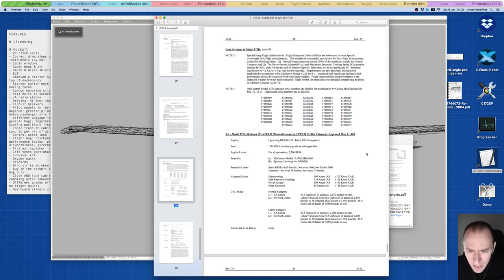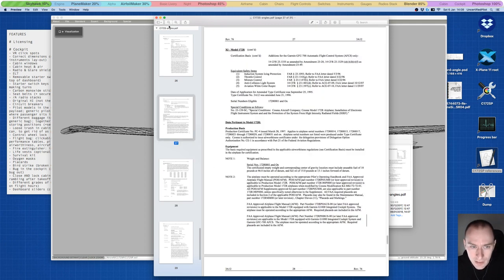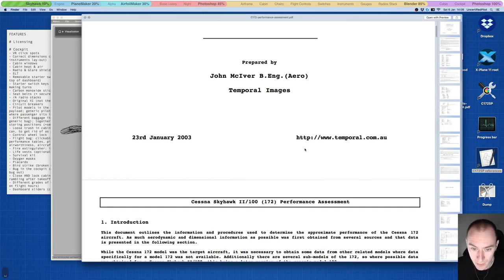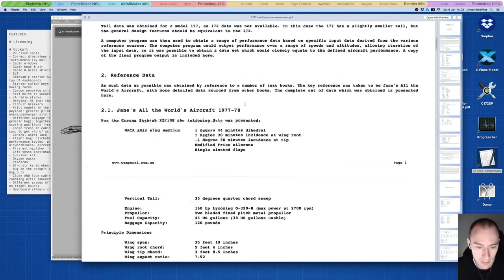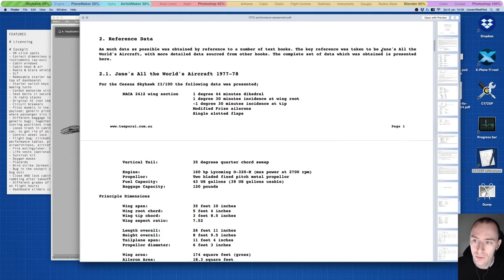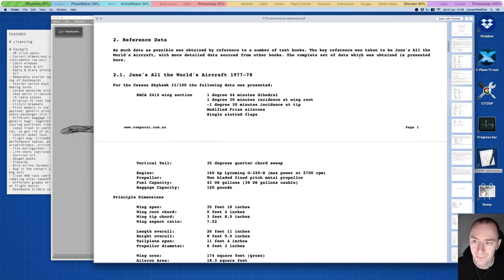I don't think that this is actually the manual that I was looking at. It was some other thing. Performance assessment. I think it's this one. By John McIver. Yeah, this is it. The NACA 2412 wing section. This is for the 172, and again, this is the only source reference that I found.